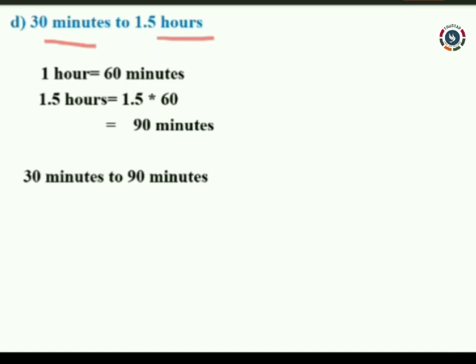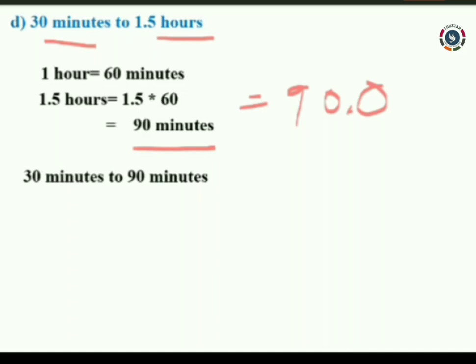Well, already we have studied 1 hour equals 60 minutes. Now I am going to find 1.5 hours to how many minutes? So 1.5 multiplied by 60, you will get 900. And how many decimal places are you having? One decimal place. So keep one decimal point. So you will get the answer as 90 minutes.